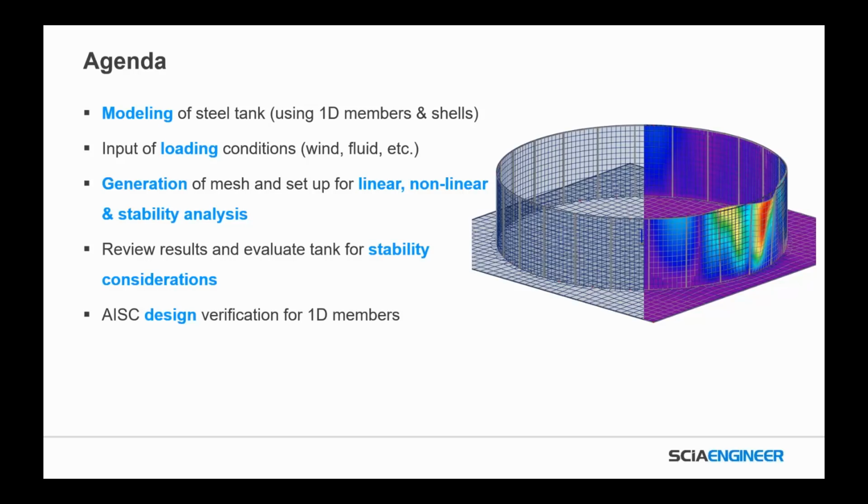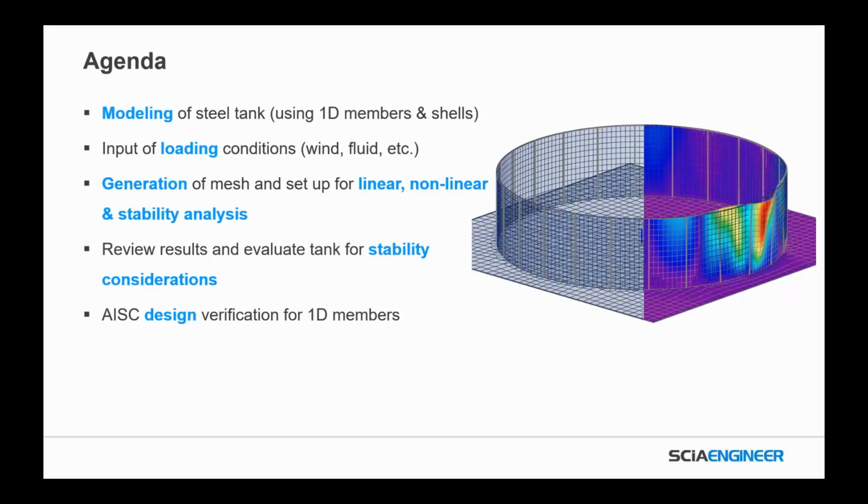First, we'll obviously spend some time modeling from scratch these steel tank structures using 1D members and shell-based elements. We'll input some loads: wind loads, some hydrostatic fluid loads, some other loads. We'll generate the mesh and set up our analysis for linear, nonlinear, and stability analysis. We'll then review results and evaluate the tank specifically for stability. This is a concern that these open liquid storage tanks have, stability in the buckling of the tank and the tank walls. And then finally, we'll look at some AISC design verification for the 1D members. In addition, we'll take some time to look at the engineering report, just some documentation and reporting, if we have time.